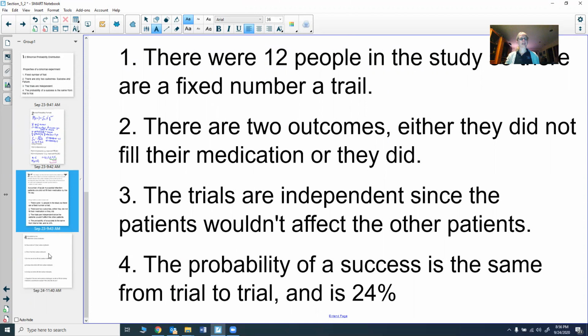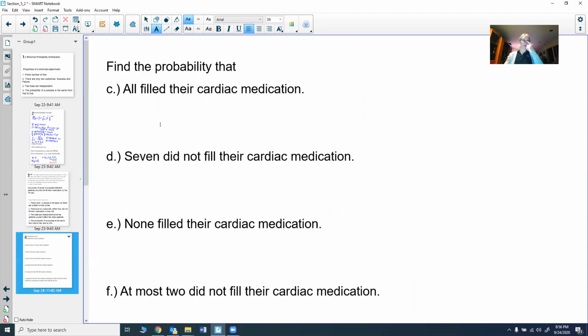All right, now that we've done that, let's do some probabilities. We'd like to find the probability that all filled their cardiac medication. Our random variable is the number of people who did not fill. Let's write this as a probability statement: P of, in parentheses, the number of people who did not fill their medication. If all did fill it, then the number who did not would be 0.